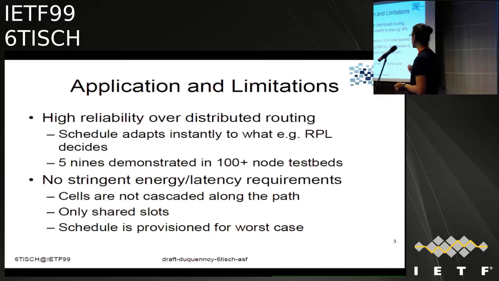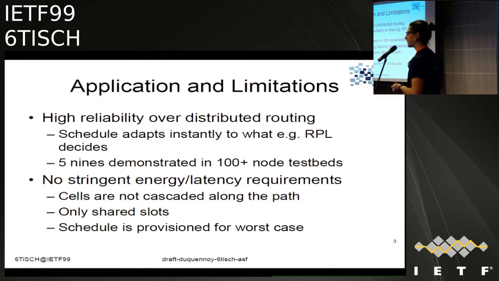The applications of that are mostly distributed routing networks, where everything takes place fully distributed, like in a RPL network. And we have very extensive experimentation of this ASF in testbeds, with over 200 experiments in three different testbeds, ranging from 25 to 380 nodes. And we demonstrate up to 5 nines reliability in that context with RPL, both storing and non-storing mode, upward and downward traffic.